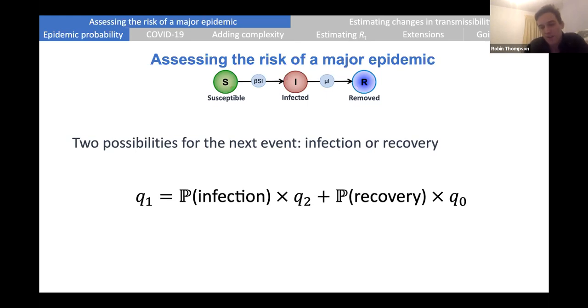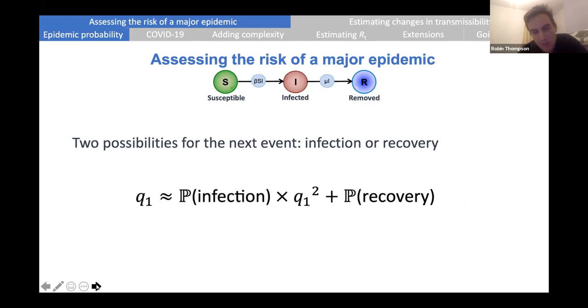And no major epidemic being sparked from the first infected host has probability Q1. No major epidemic starting from the second infected host also has probability Q1. And so if those two hosts are independent, then the probability of no major epidemic starting from two infected hosts is Q1 times Q1, to make sure that you get no major epidemic from either host. And so you can substitute in Q2 as Q1 times Q1, or Q1 squared.